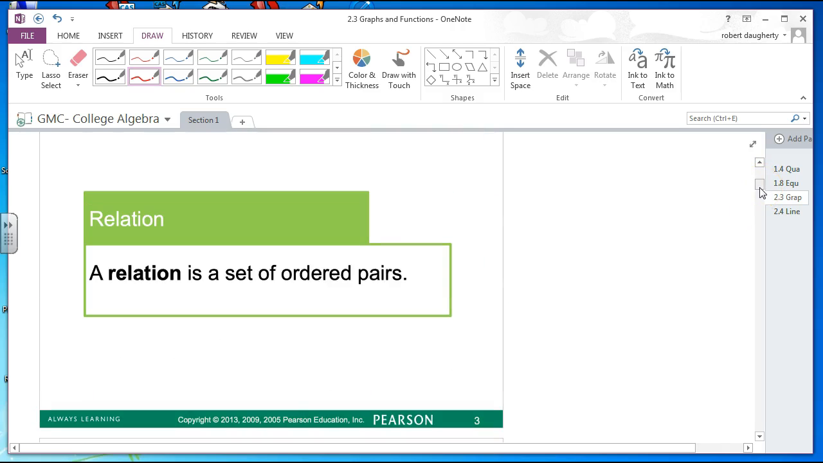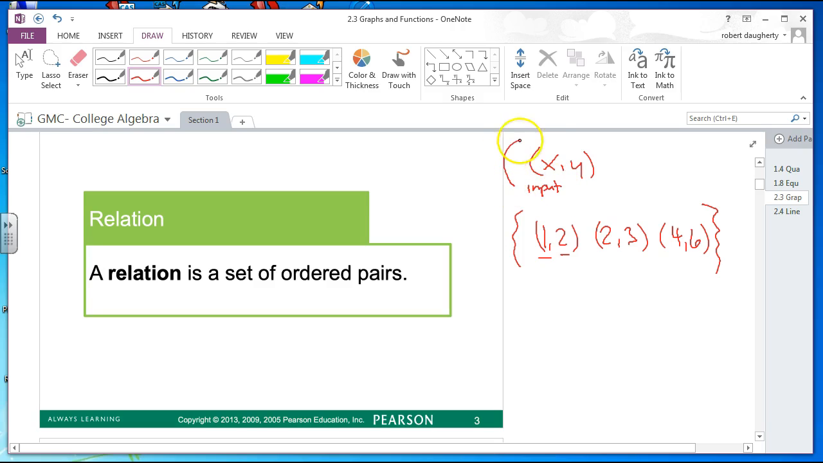A relation is just a set of ordered pairs. By ordered pairs, I mean XY coordinates. So for example, if I had a set like this: (1, 2), (2, 3), (4, 6), I'm just making these numbers up. This is a relation. It tells you that if you input a 1, you're going to get a 2 as your output. So the X is your input variable, which is our X, and then our Y is just our output variable.